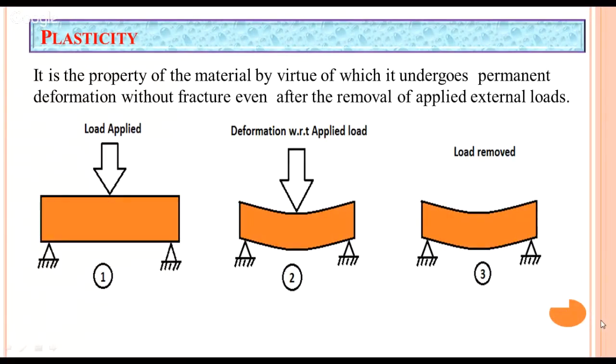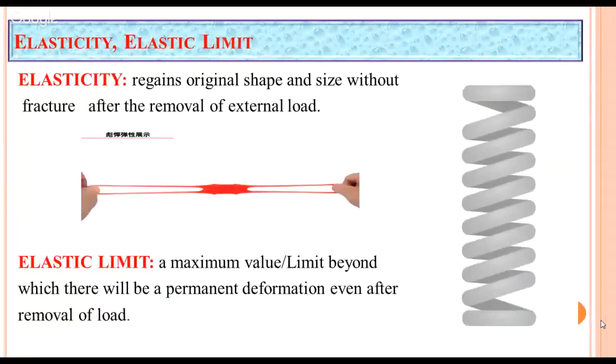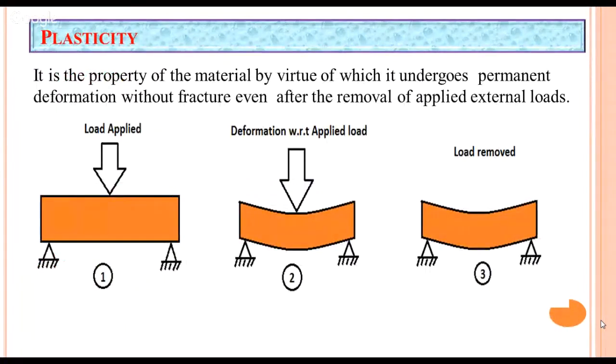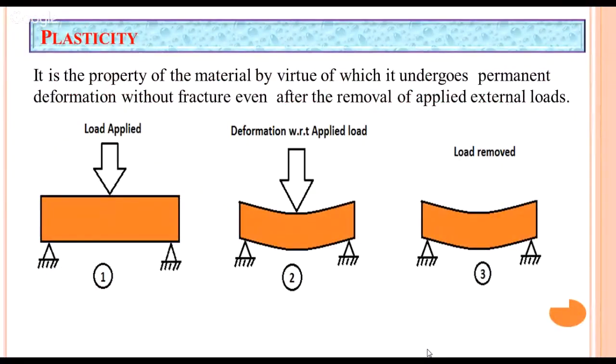So these two properties, elasticity and plasticity, and elastic limits play a prime role in determining the strength of any materials we use in our various structures. Next we'll move on to dealing with some basic problems related to direct stresses. Before we go to that, let's take the important expressions we have come across in this particular topic of direct stresses.